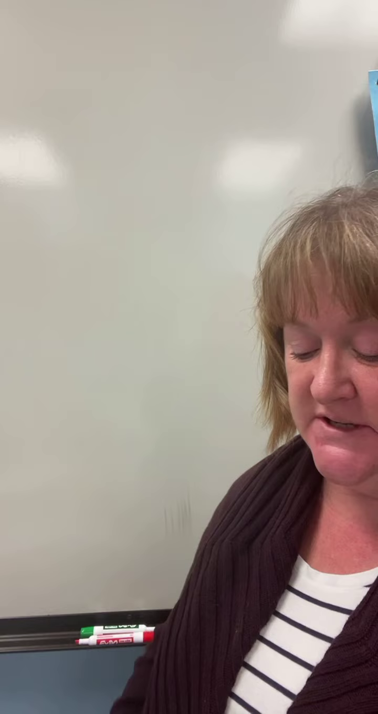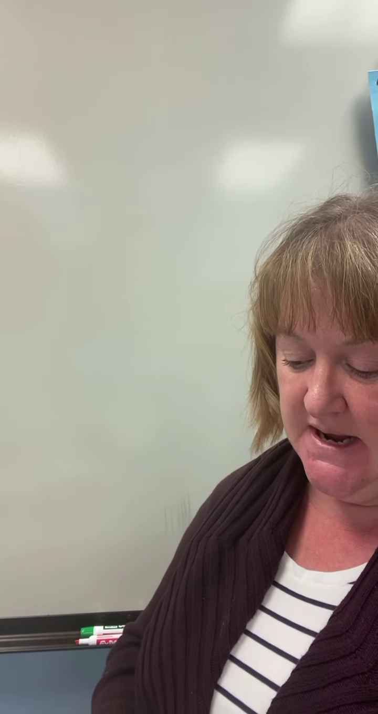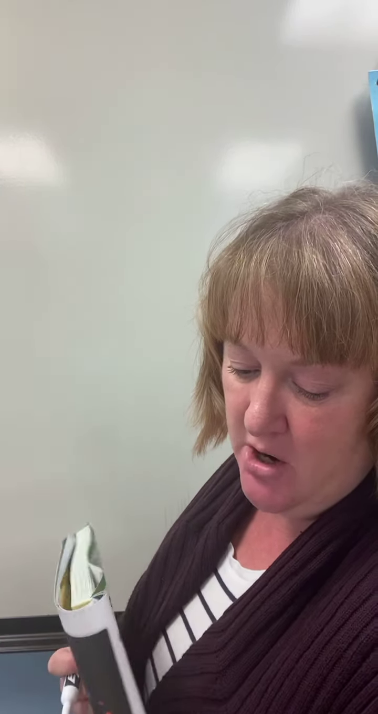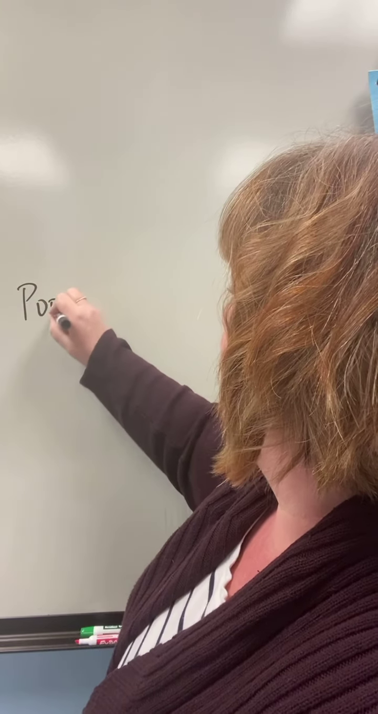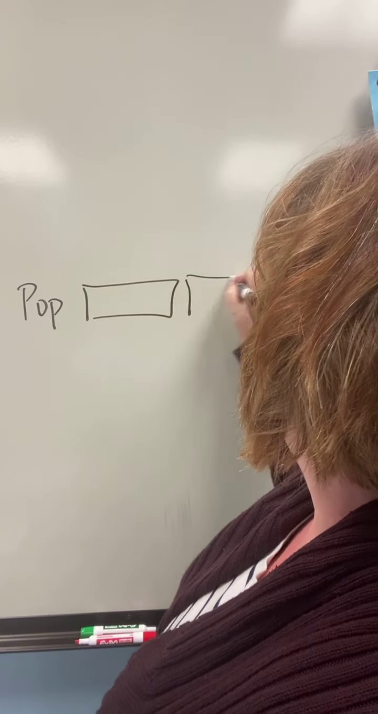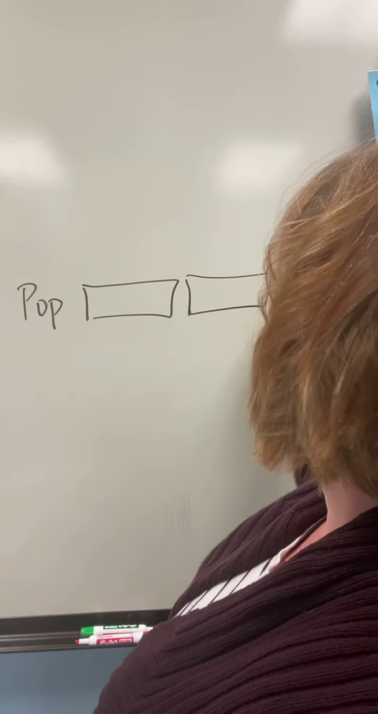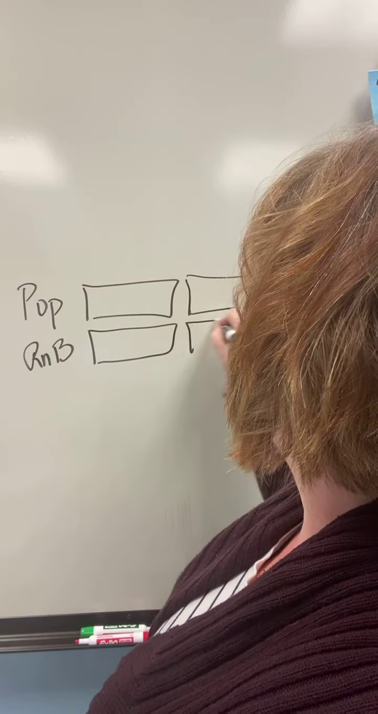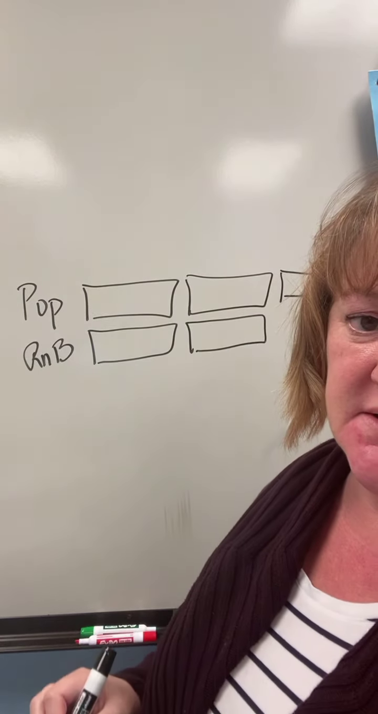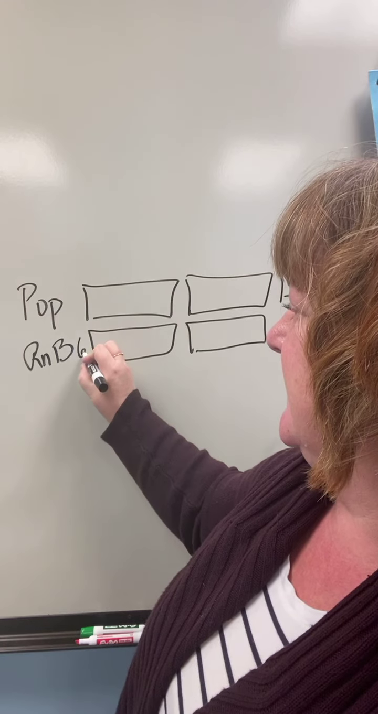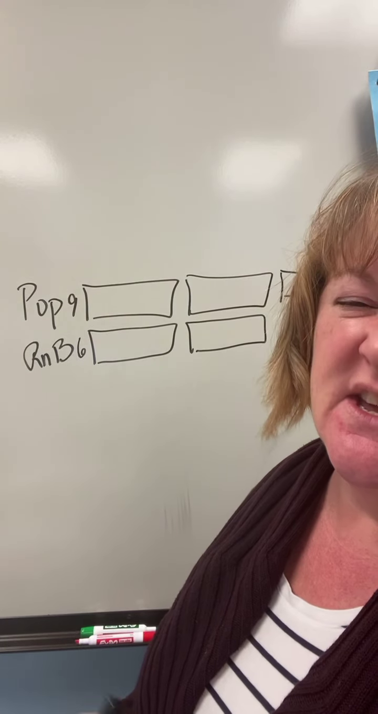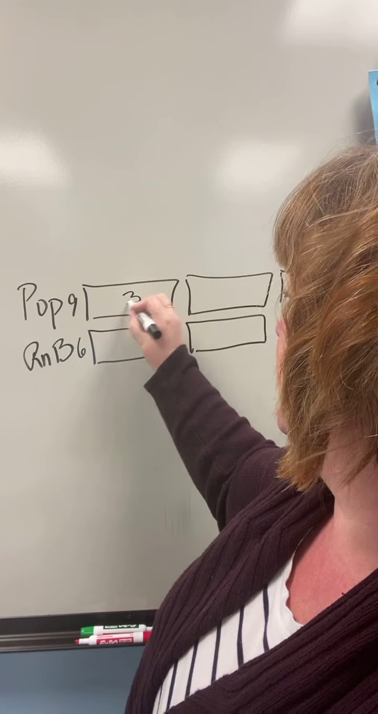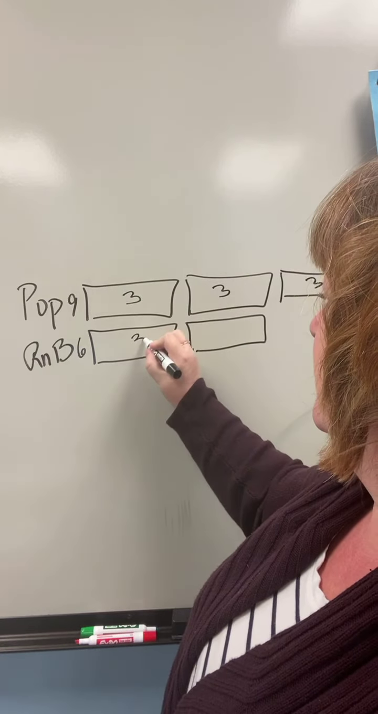So if we looked at part B of this and we wanted to put it in as a bar graph, we have some things going on here. We've got pop songs, and it looks like there's 3 boxes. And then we have R&B, and it looks like there's 2 boxes. So what do you think each box is going to represent? Because we know that this is 6 and 9. Yeah, they're 3 songs each. So this is 3, 3, 3, 3, 3.